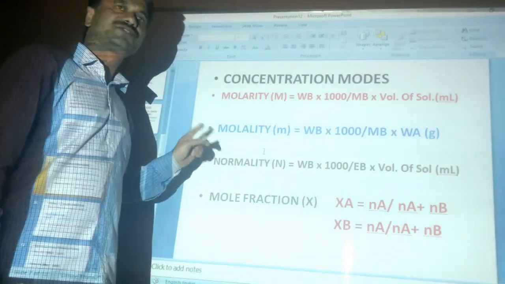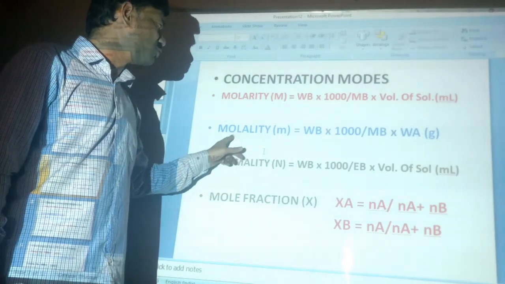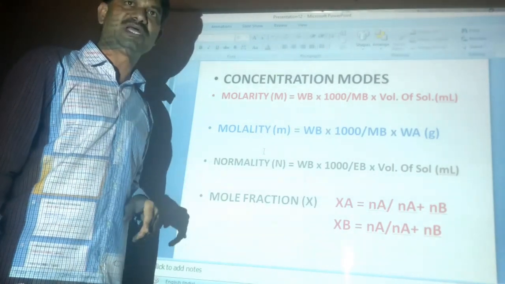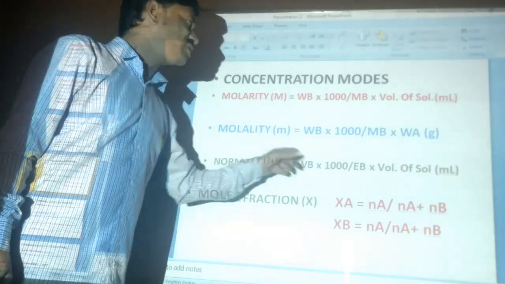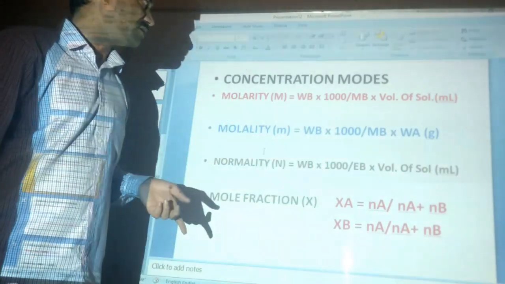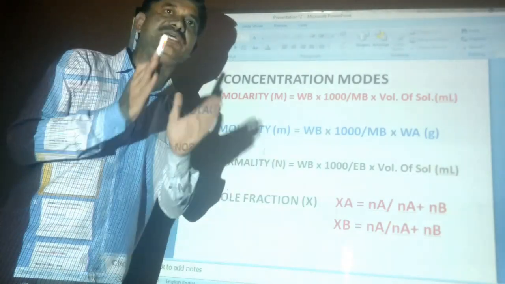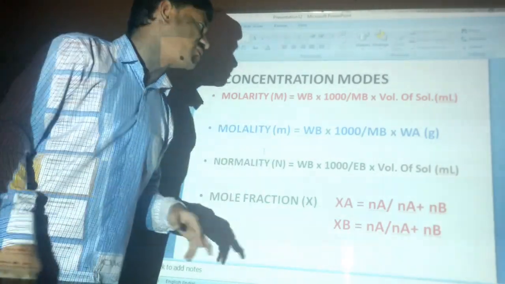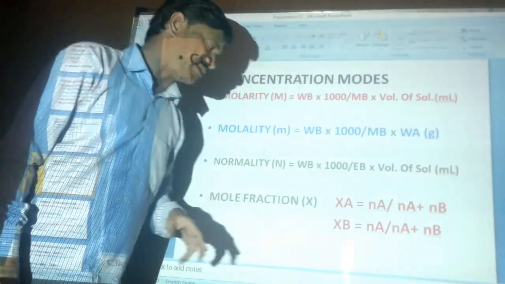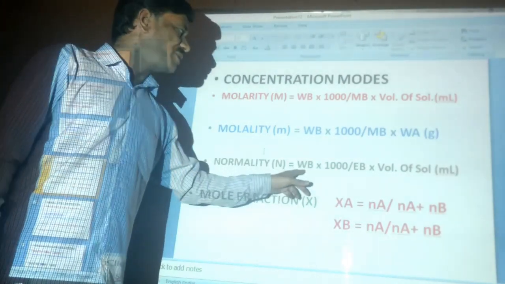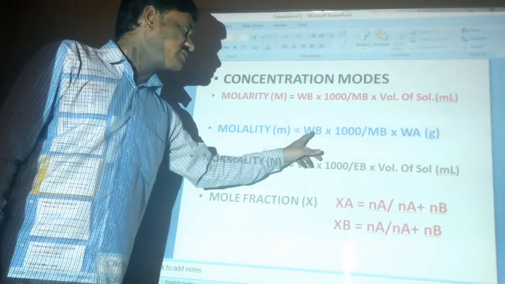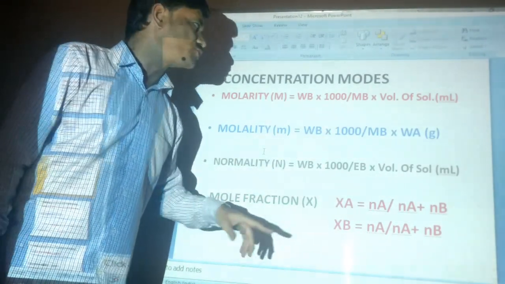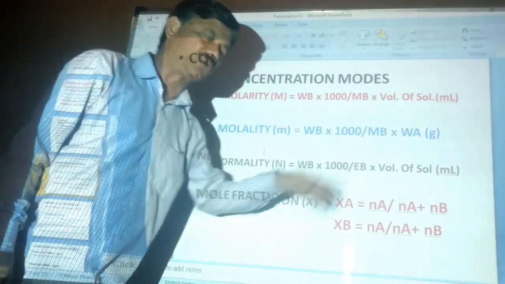What about the second concentration mode? This is known as molality. Molality is nothing but the number of moles of solute dissolved in 1 kilogram of solvent. So instead of the volume of solution in liters, we consider here the weight of solvent. Here also, weight by molecular weight gives you the number of moles, and this number of moles of solute should be dissolved in 1 kilogram of solvent.